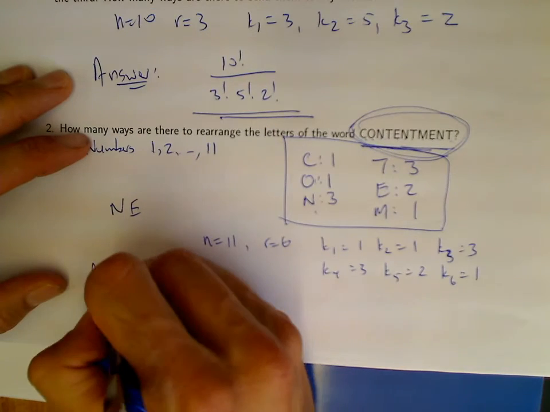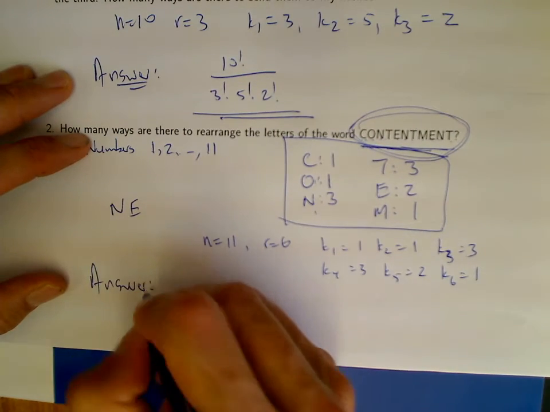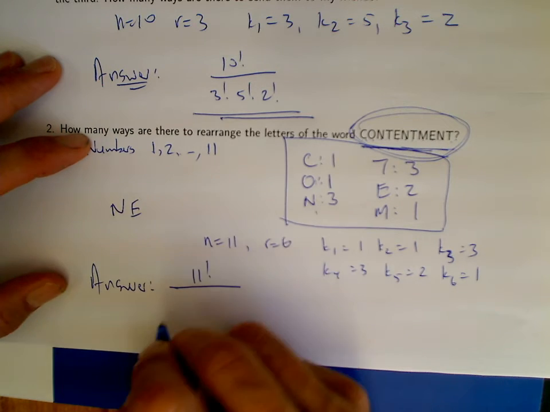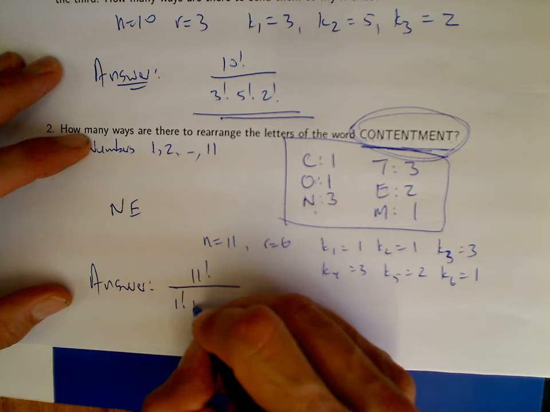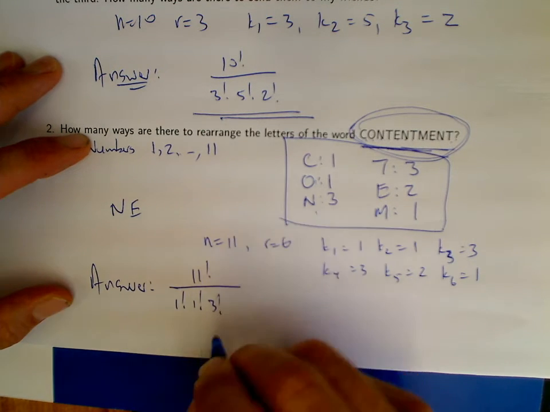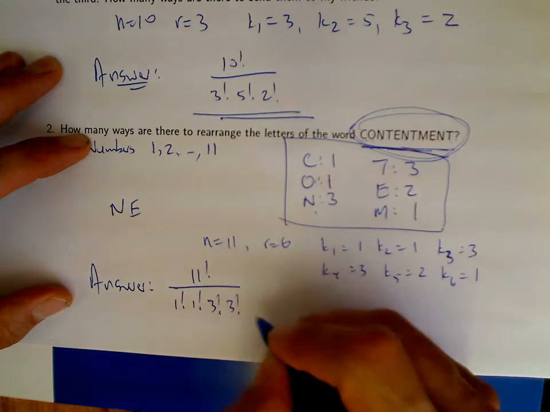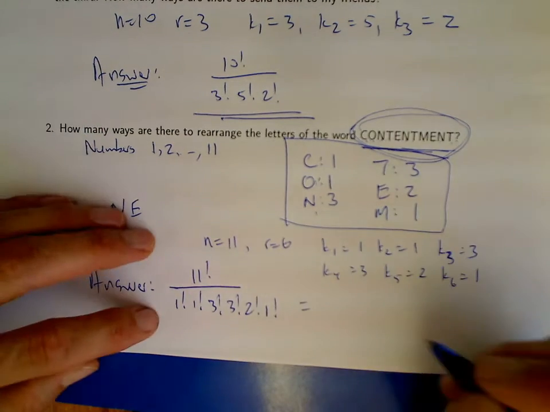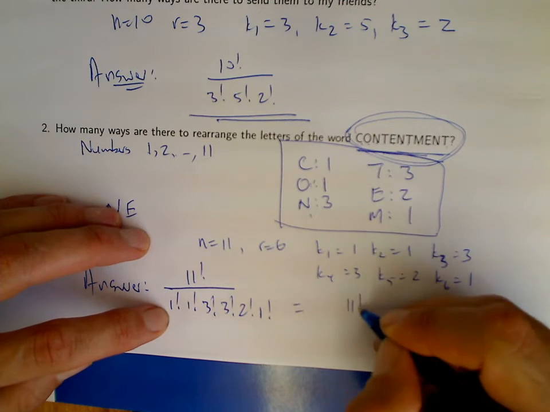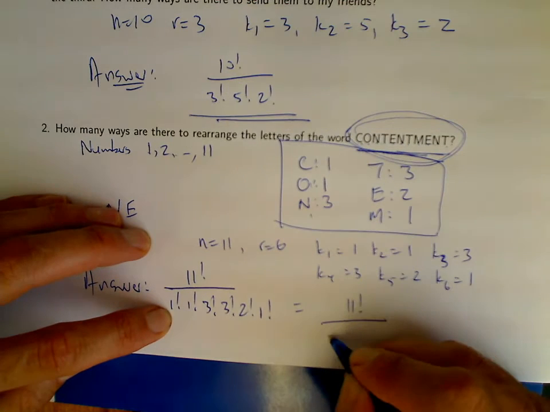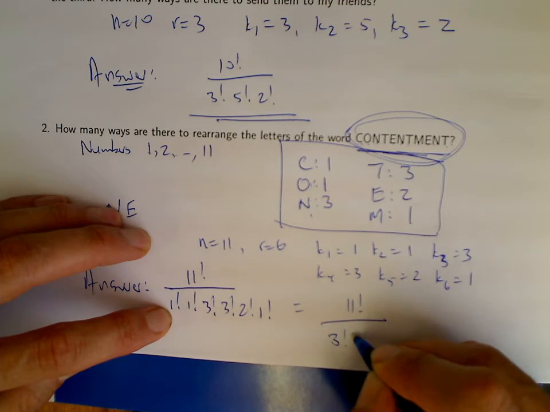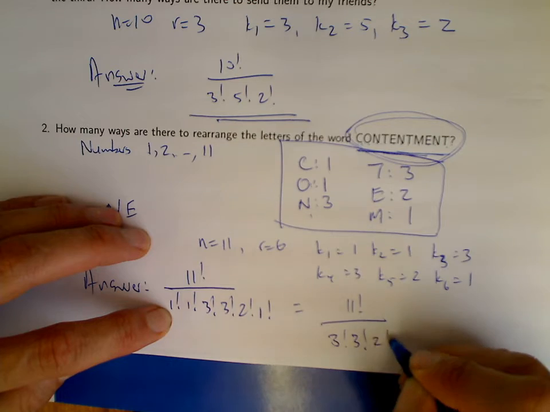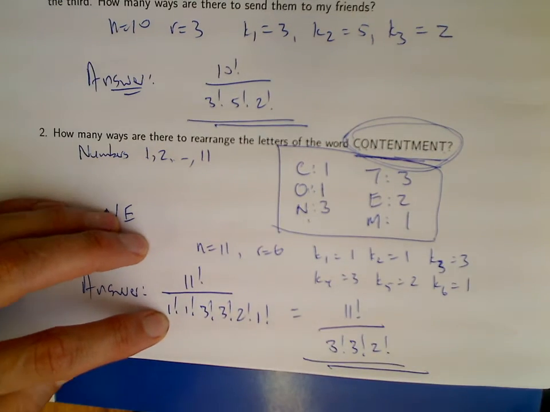Okay, so the answer is going to be 11 factorial over 1 factorial, 1 factorial, 3 factorial, 3 factorial, 2 factorial, 1 factorial. And we can just leave out the 1 factorials because they're equal to 1. And so this is 11 factorial over 3 factorial, 3 factorial, 2 factorial. Okay, so there's our answer.